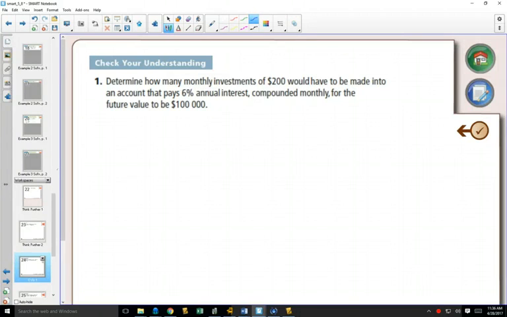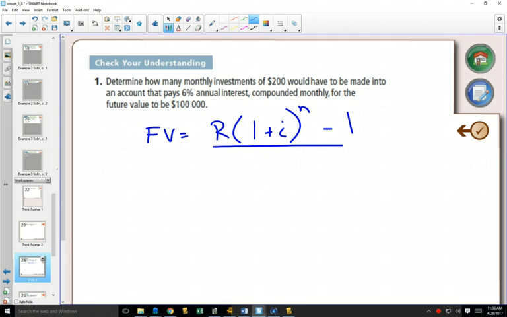Let's steal our formula from right above. So we'll write it out again. Future value is equal to R times (1 plus I) to the power of n, minus 1, over I.